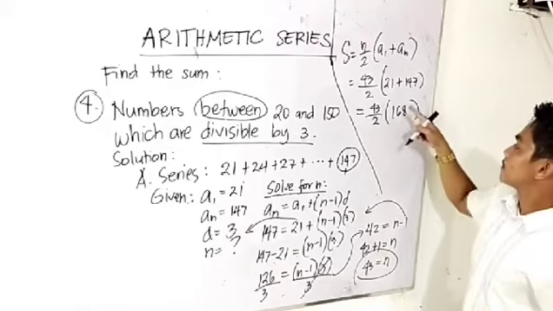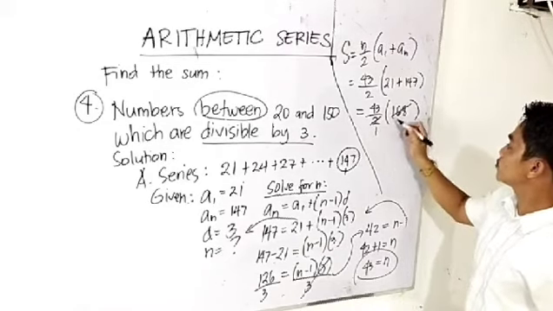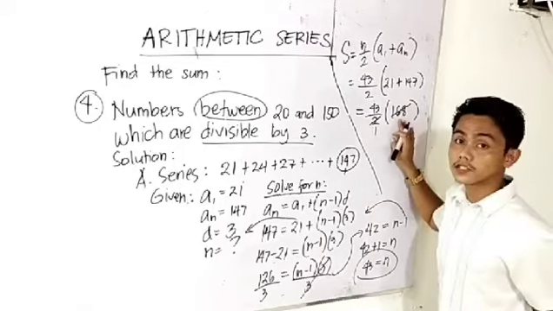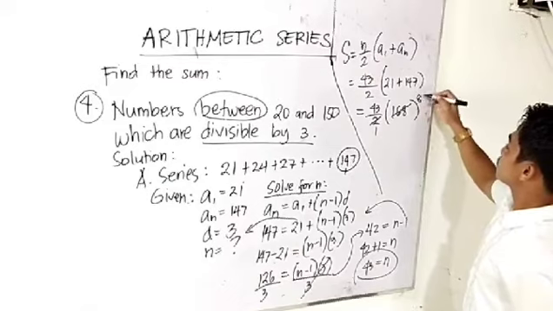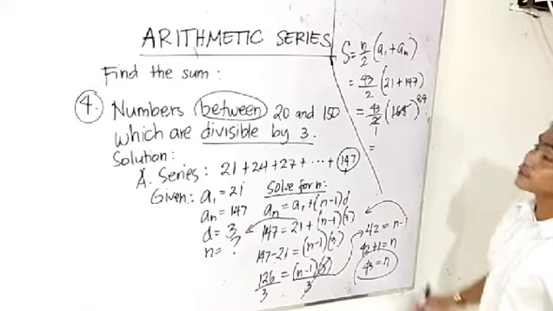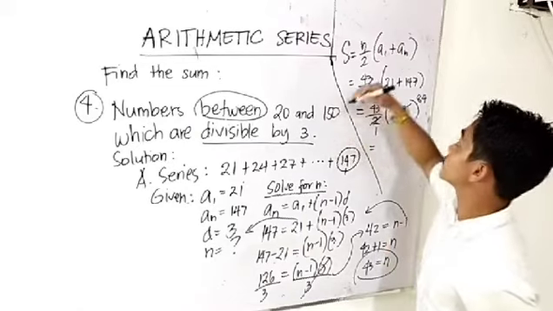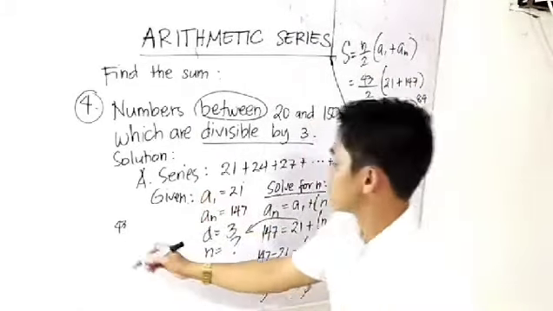And then, eto mas magandang cancellation na lang tayo. By 2, 1. By 2. Anong kalahati ng 168? 84. So therefore, 43 times 84. And that will be your answer. 43 times 84.